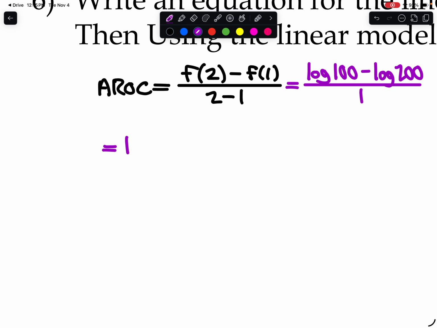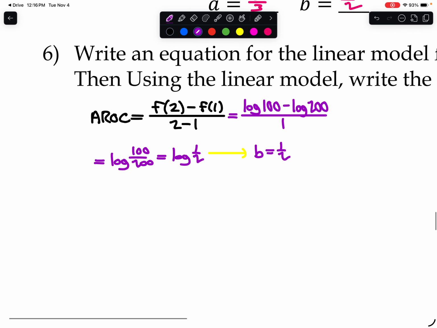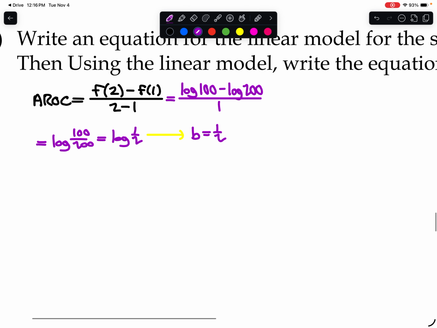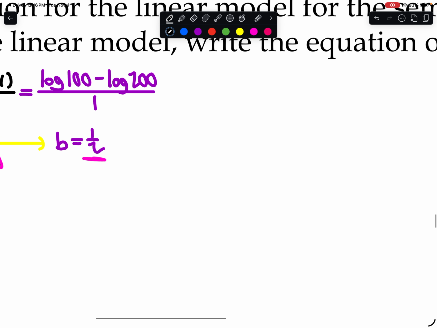And then I'm going to go ahead and condense. So we're going to have log of 100 over 200, which means we're going to have log of 1/2, which tells me that my b value in this case is going to be equal to 1/2. So now that I have the average rate of change, now I'm ready to actually go through and find, well, let me make something pretty clear. The log of 1/2, this is your average rate of change, but we're saying that the b value itself is 1/2.